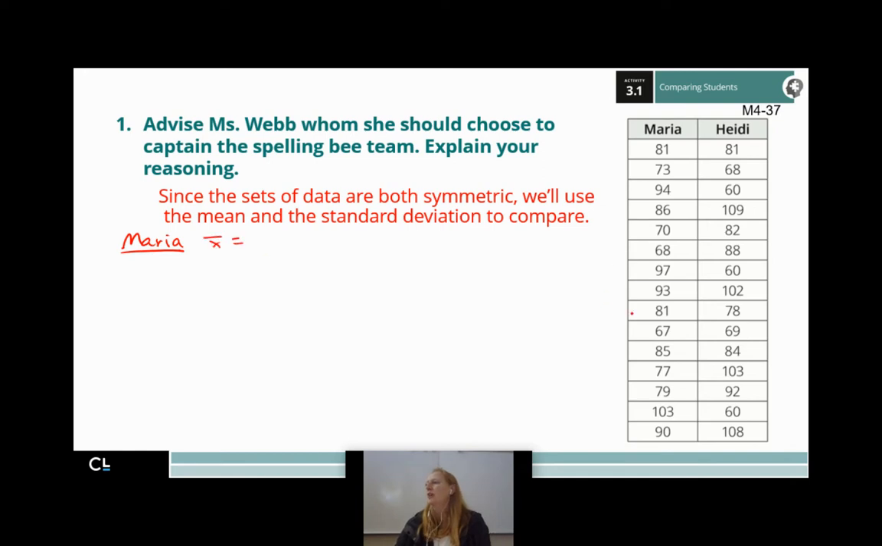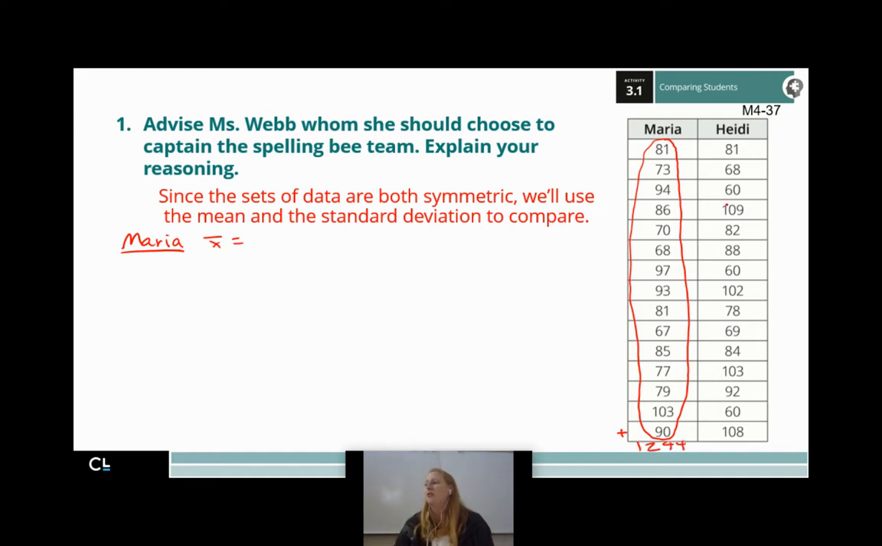You know how this goes. In order to find the mean, you need to add all of these up, and this is why I have a calculator. I'm going to add them all up with my trusty calculator. So, 81 plus 73 plus 94 plus 86 plus 70 plus 68 plus 97 plus 93 plus 81 plus 67 plus 85 plus 77 plus 79 plus 103 plus 90. I got a big old number.